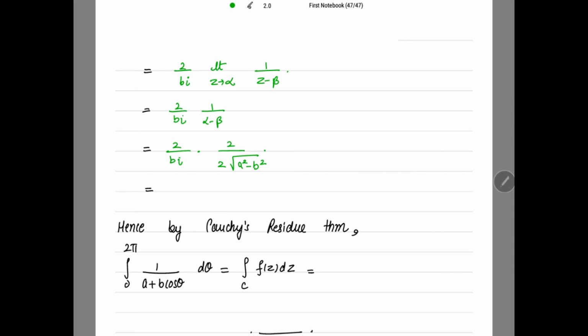I am taking this b to the numerator and b cancel, 2 cancel, so I am left with, I am already taking this 2 in the denominator, so this is 1 over iota square root of a square minus b square.